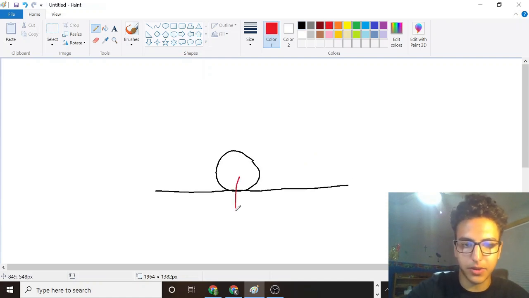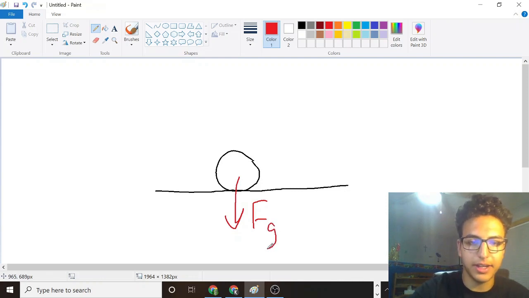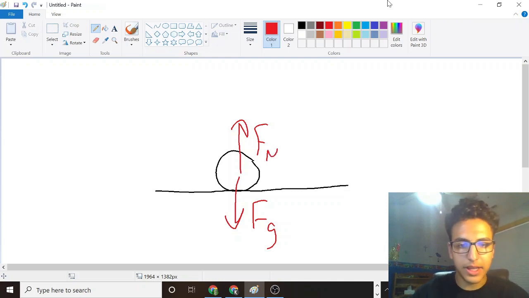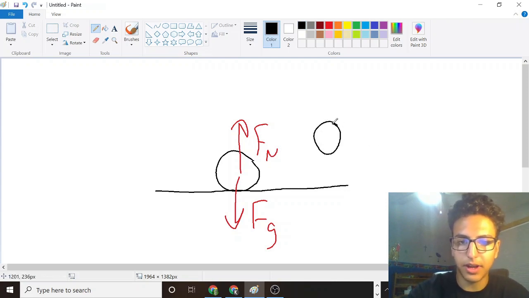then we know the ball has a force going down due to gravity, because of acceleration due to gravity, and it has a force going up, which is the normal force. And these two forces are equal and opposite, which means there is no net force. So what's the acceleration? 0. The velocity here is 0 because it's on the ground. Now what if the ball is moving up with a constant velocity? Alright, so it's moving up with a constant velocity.